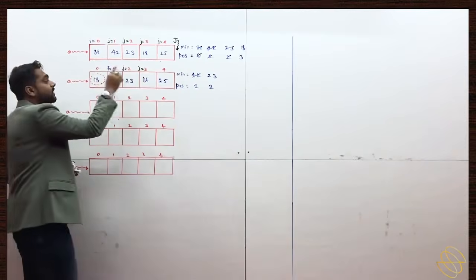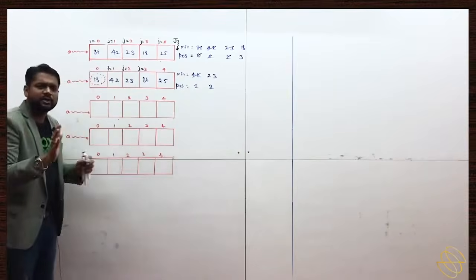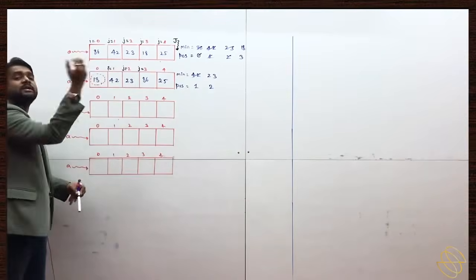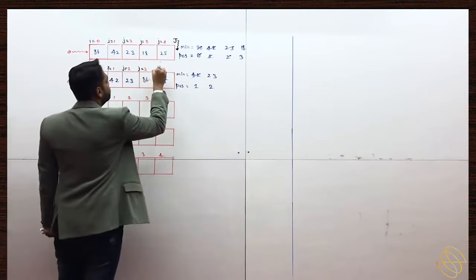Now check whether array of J is less than minimum. Is 86 less than 23? No. If it is not, don't worry. If it is, then only give. Otherwise, leave it. Just move ahead. Okay, we'll move ahead.